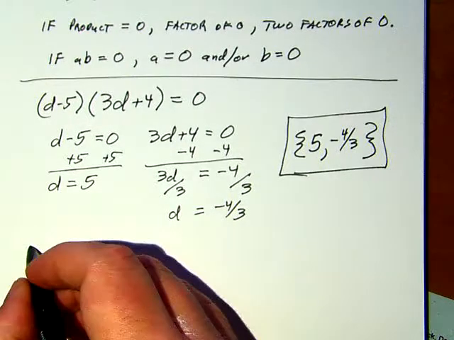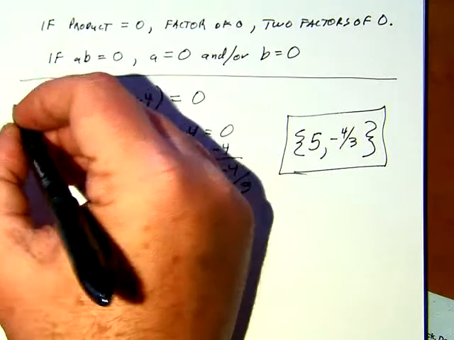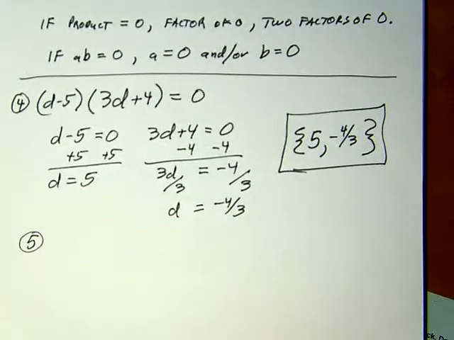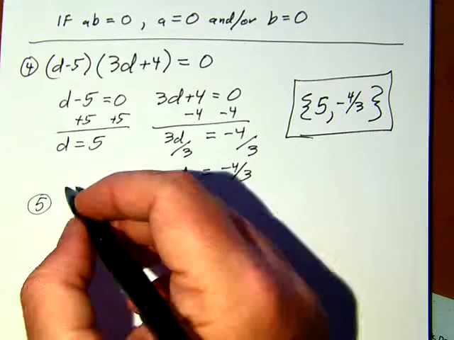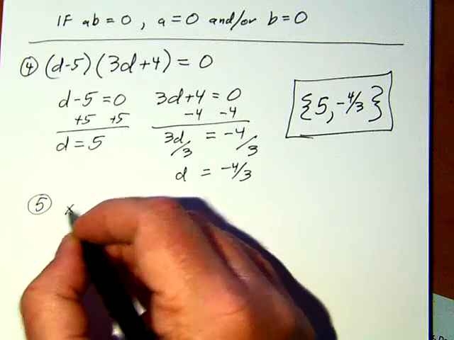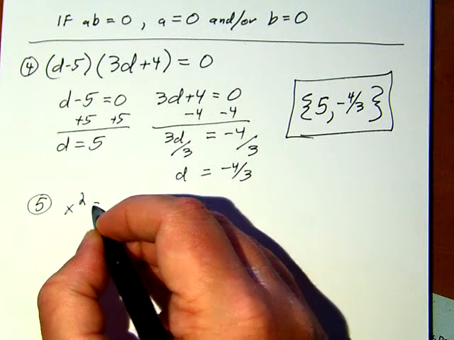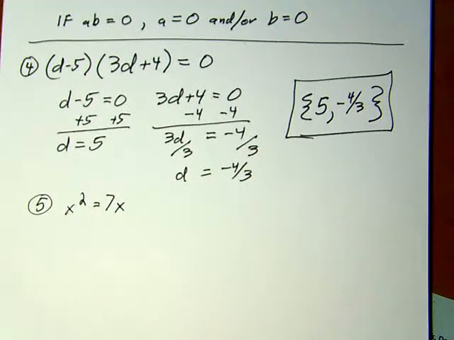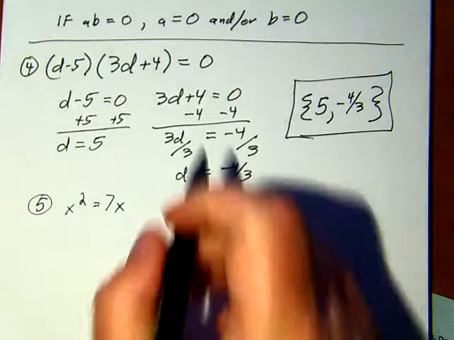Okay, let's try that again. That was example 4, by the way. Now let's try example 5 in your book. What if I have x squared equals 7x? Okay? So there's no 0 here. So I've got to manipulate this equation to make it be a 0 equation.